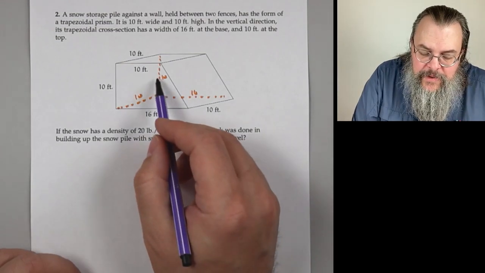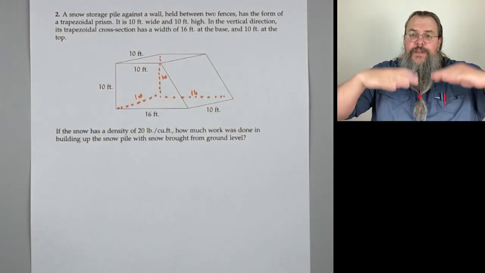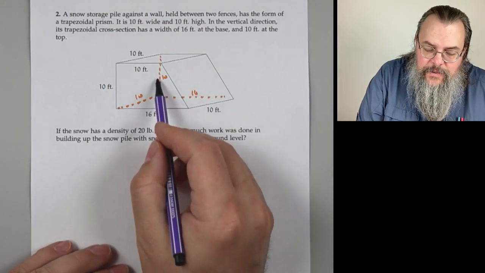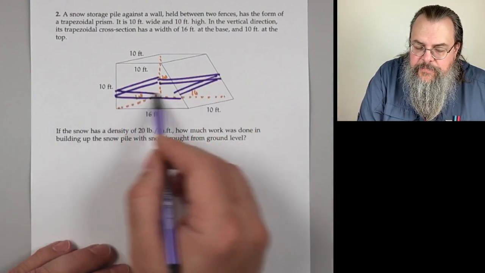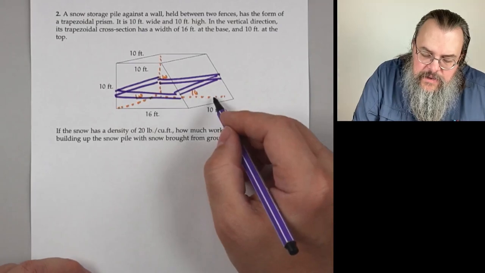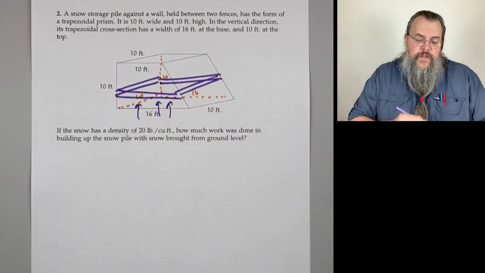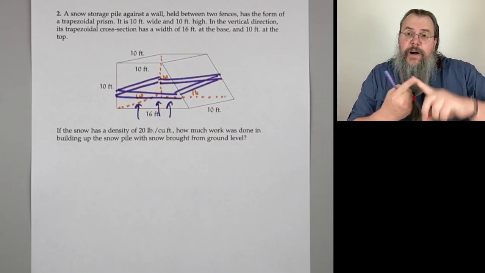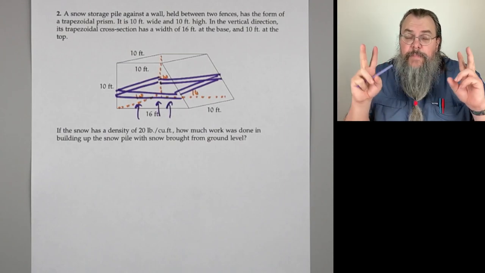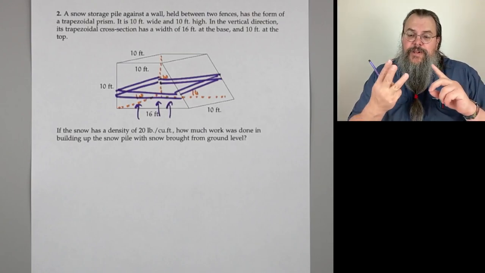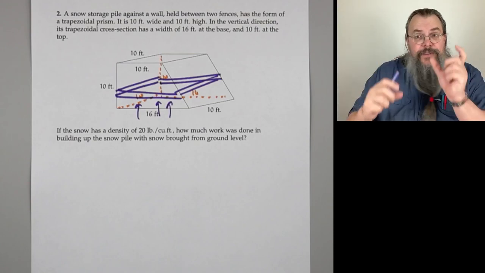Okay, so what's our idea? Well, we're going to slice, and we slice in the direction of gravity. So when I slice here, I'm going to take a slice that will look something like this. There's my slice. Then the question is, how much work did it take to get that slice moved up? So what do we need to know? We need to know the volume of the slice. When we multiply it by the density, that gives us the pounds, which is the force. And then we multiply that by how far up it is. Force times distance gives us work.